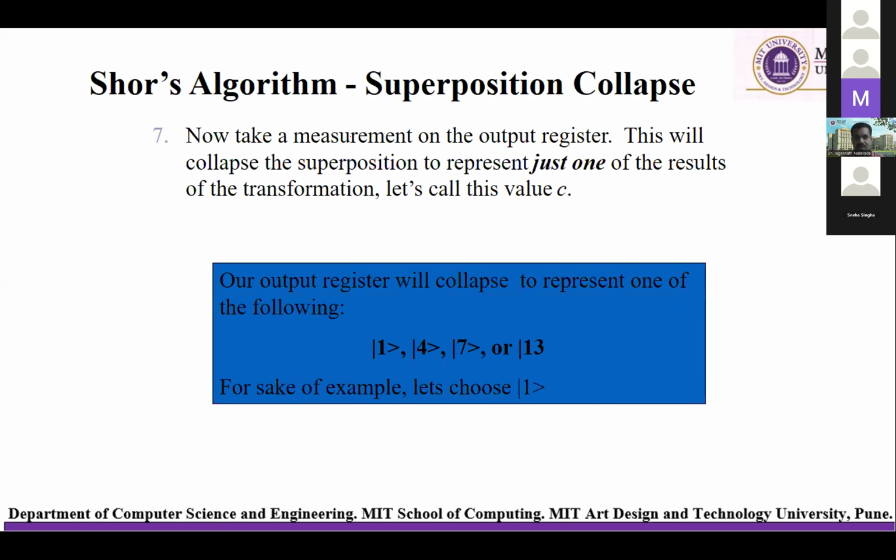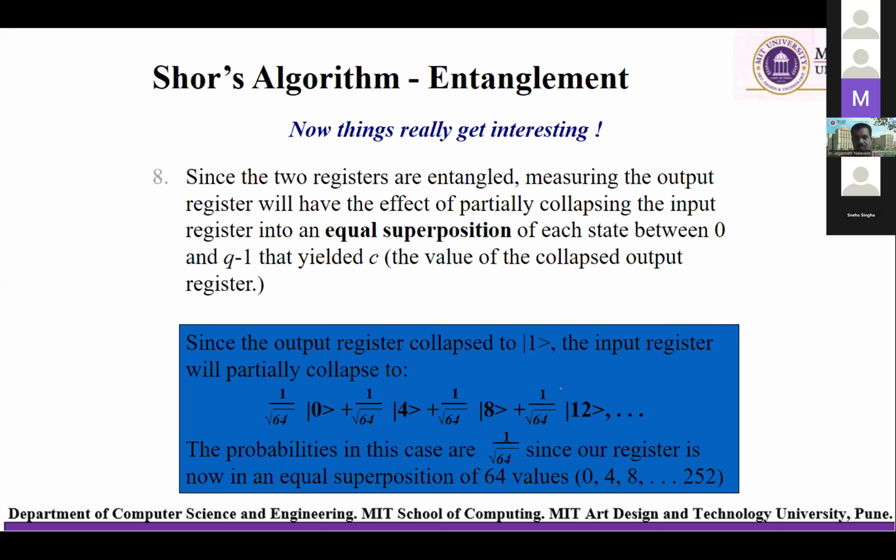Now take the measurement on the output register, and this will collapse the superposition to represent just one of the results of the transformation. Let's call this value C. Our output register will collapse to represent one of the following: it may be 1, it may be 4, it may be 7, it may be 13. For the sake of the example, we'll choose 1.